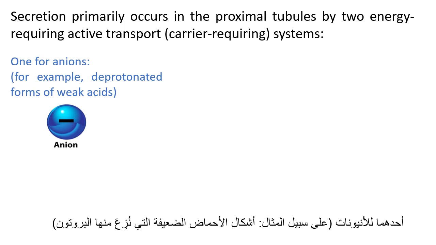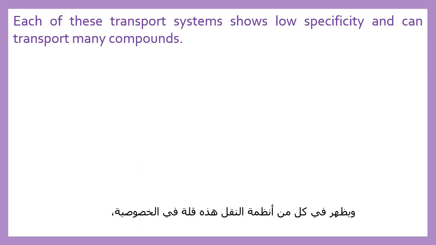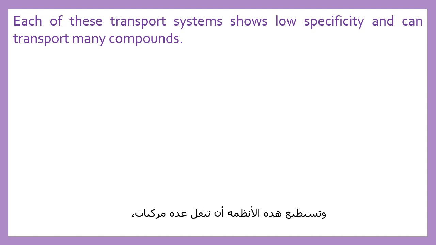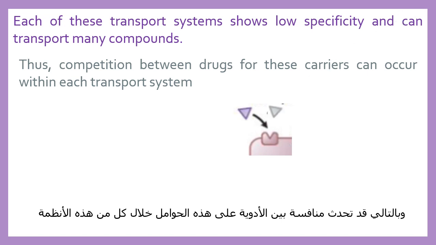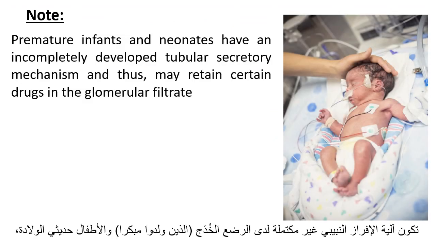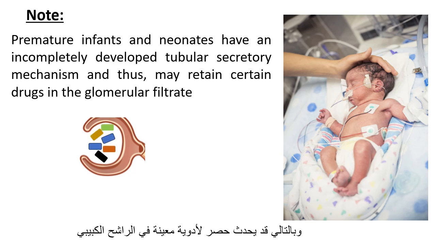One for anions, for example, deprotonated forms of weak acids, and one for cations, for example, protonated forms of weak bases. Each of these transport systems shows low specificity and can transport many compounds. Thus, competition between drugs for these carriers can occur within each transport system. Note: premature infants and neonates have an incompletely developed tubular secretory mechanism and thus may retain certain drugs in the glomerular filtrate.